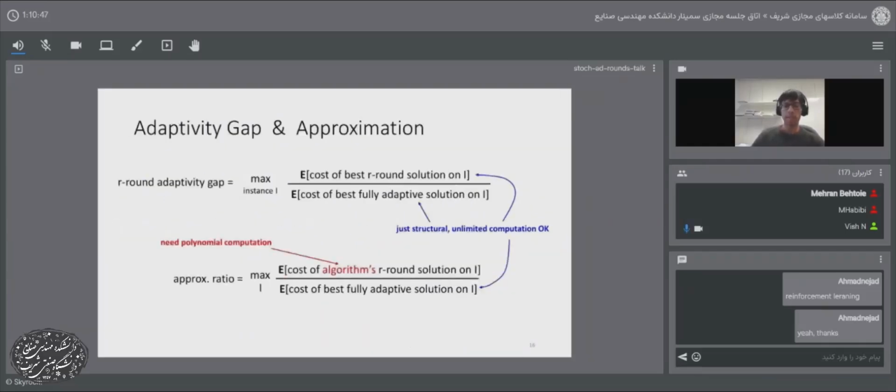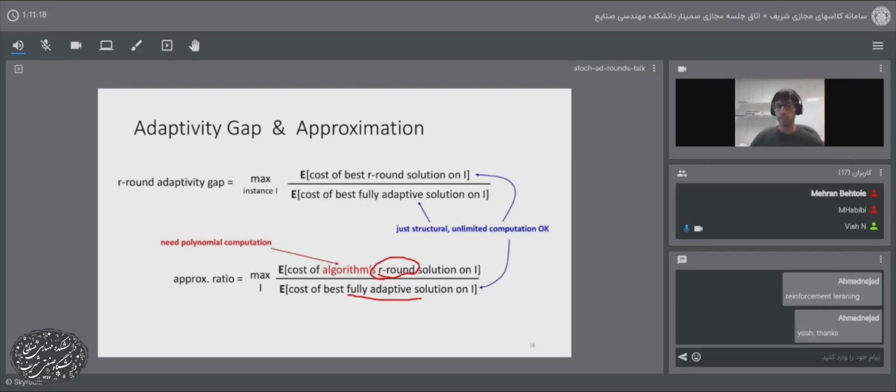But more importantly, we are also interested in coming up with efficient algorithms. So when we talk about an approximation ratio in this setting, what we mean is an efficient or polynomial time algorithm that comes up with a solution that only uses R adaptive rounds, but still its objective value is comparable to the fully adaptive solution. So we want to have the best of both worlds.